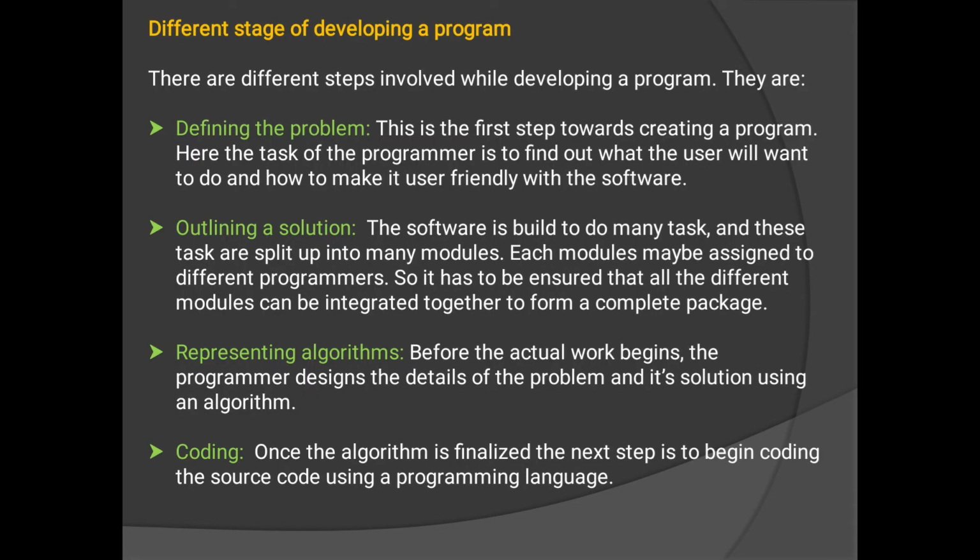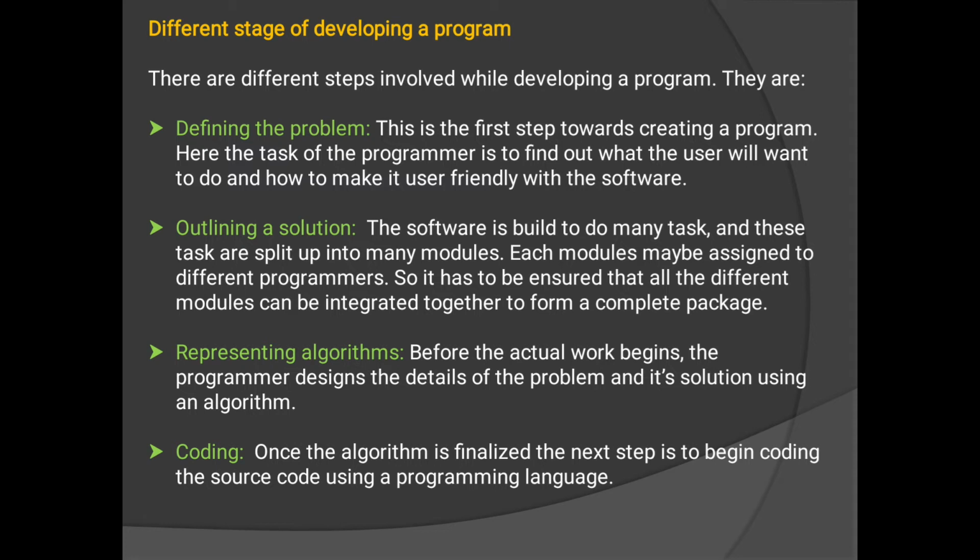Now, different stages of developing a program. So there are different steps involved while developing a program. The first one is defining the problem. Now, all programs are created based on these different stages. So it is a systematic way of building up the program, be it any software package, it follows this construct. So the first one is defining the problem.